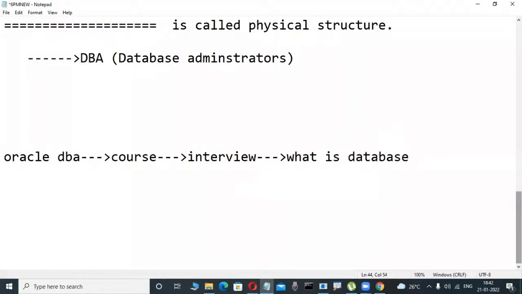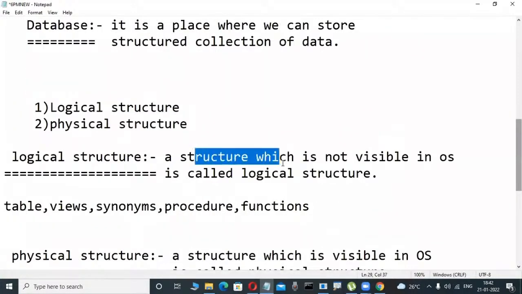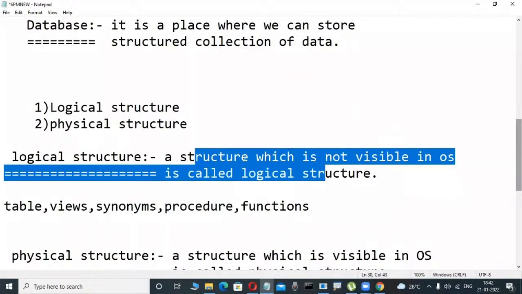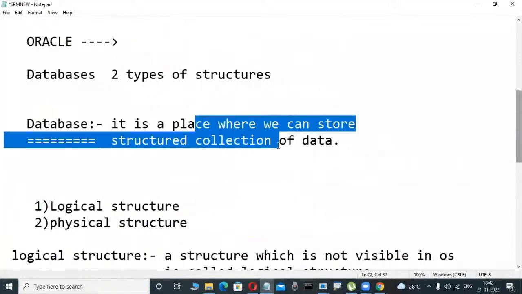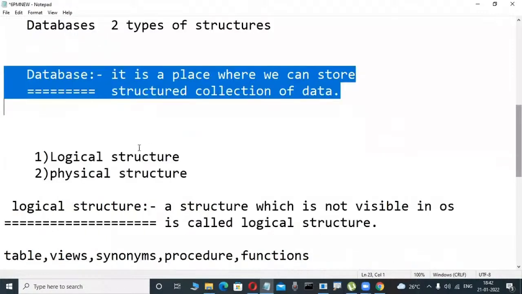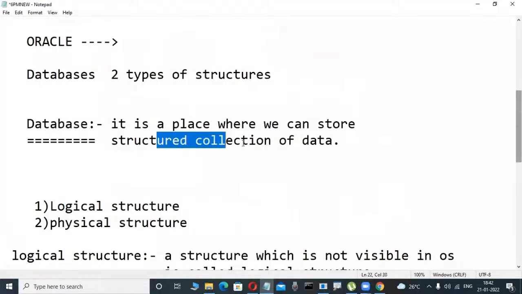Whenever they ask what is a database, if I tell them the bookish knowledge, that it is a structured collection of interrelated data stored in a place, I will be immediately rejected. Why? Because this is the developer definition. Developers are logically good. They think of a table, which is nothing but a structured collection of data. They have an idea of that.